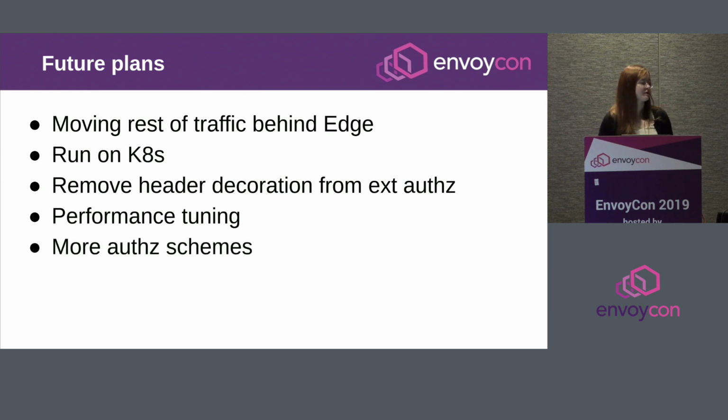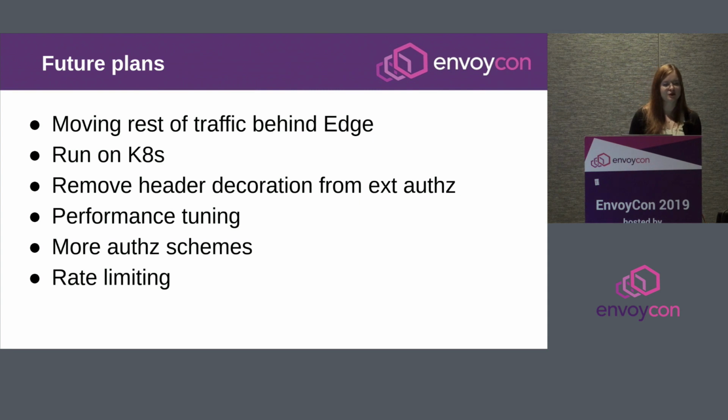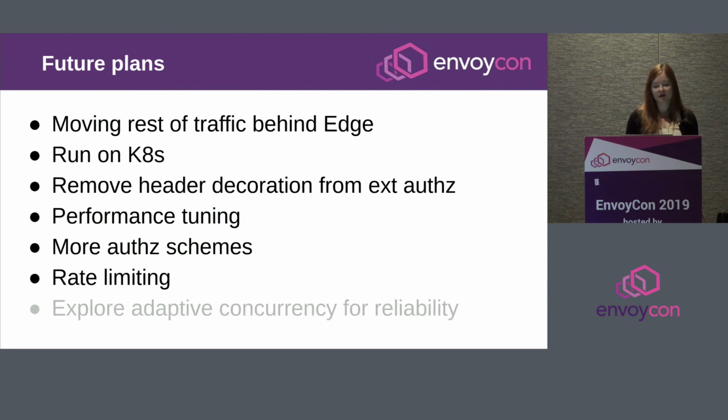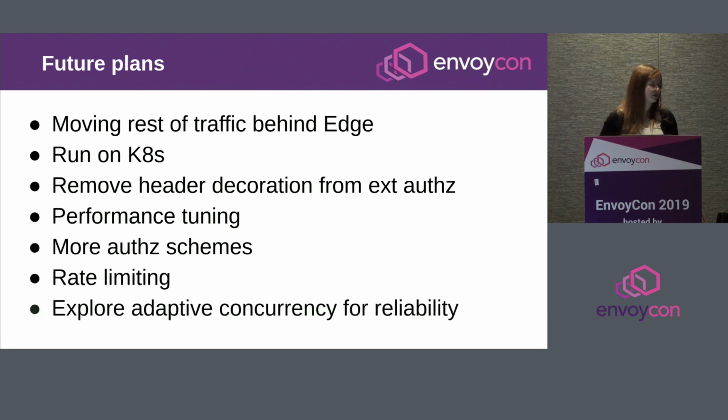We would also like to support more authorization schemes for our customers, such as IAM, JWT, Okta, and our custom authorization schemes. And rate limiting has been a very common ask from our customers, and it hasn't been supported in the old system as well. And lastly, we were thinking about exploring adaptive concurrency for reliability.